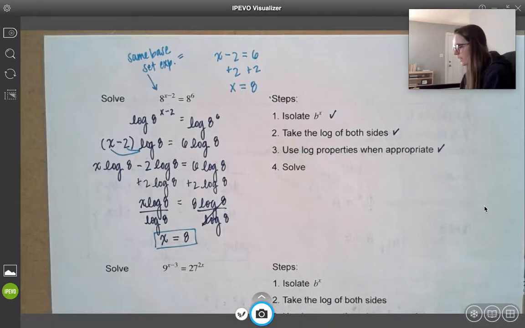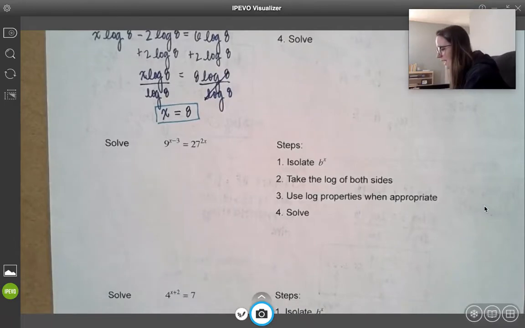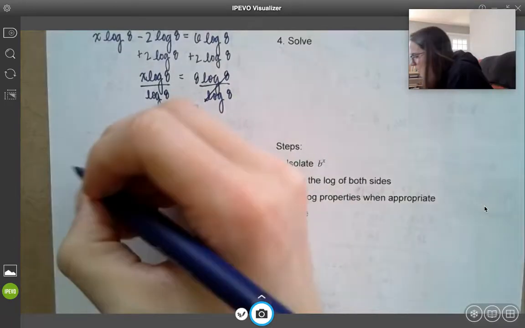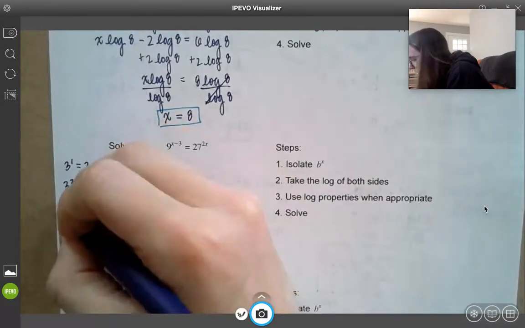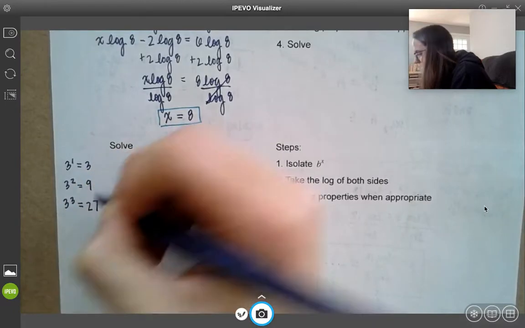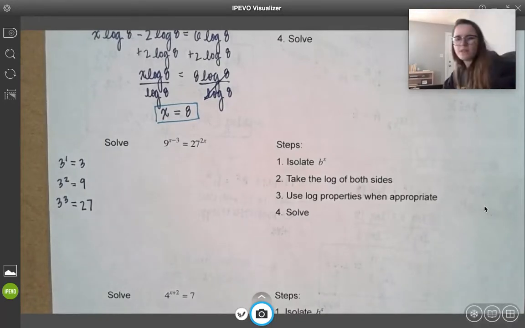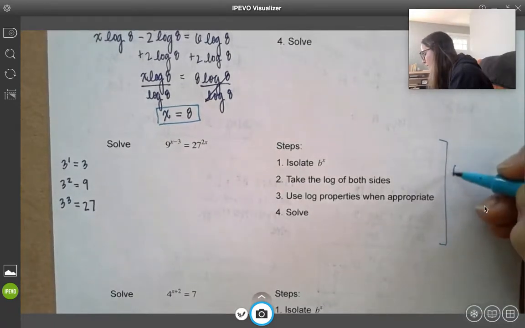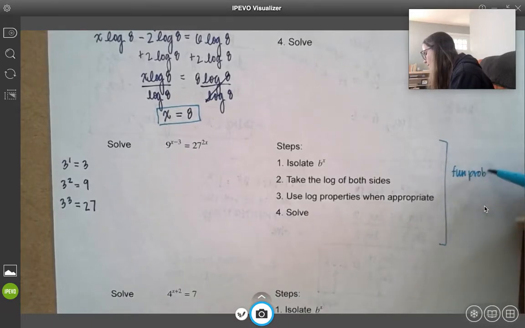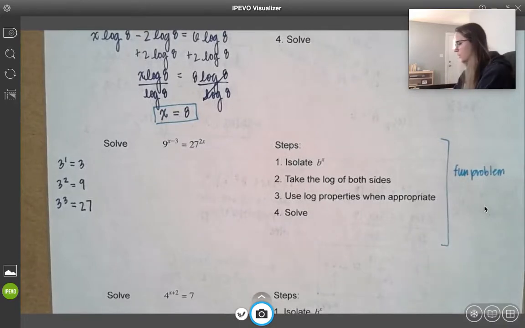You'll notice on this next one here, I have 9 and 27. Those bases aren't the same, but you can rewrite it. So 3 to the first is 3, 3 squared is 9, and 3 to the third is 27. Let's go ahead and do this problem using that trick that I just showed you. This is kind of a fun problem. You don't have to solve this way, but it's just fun.